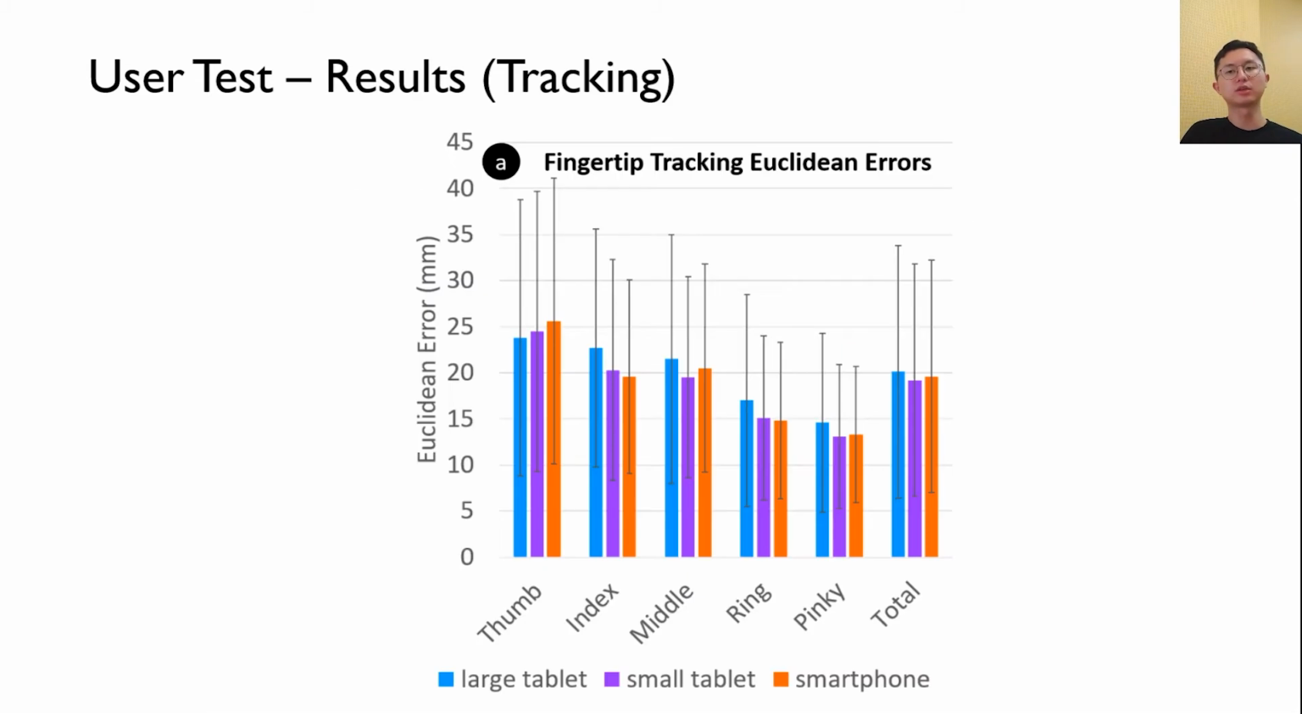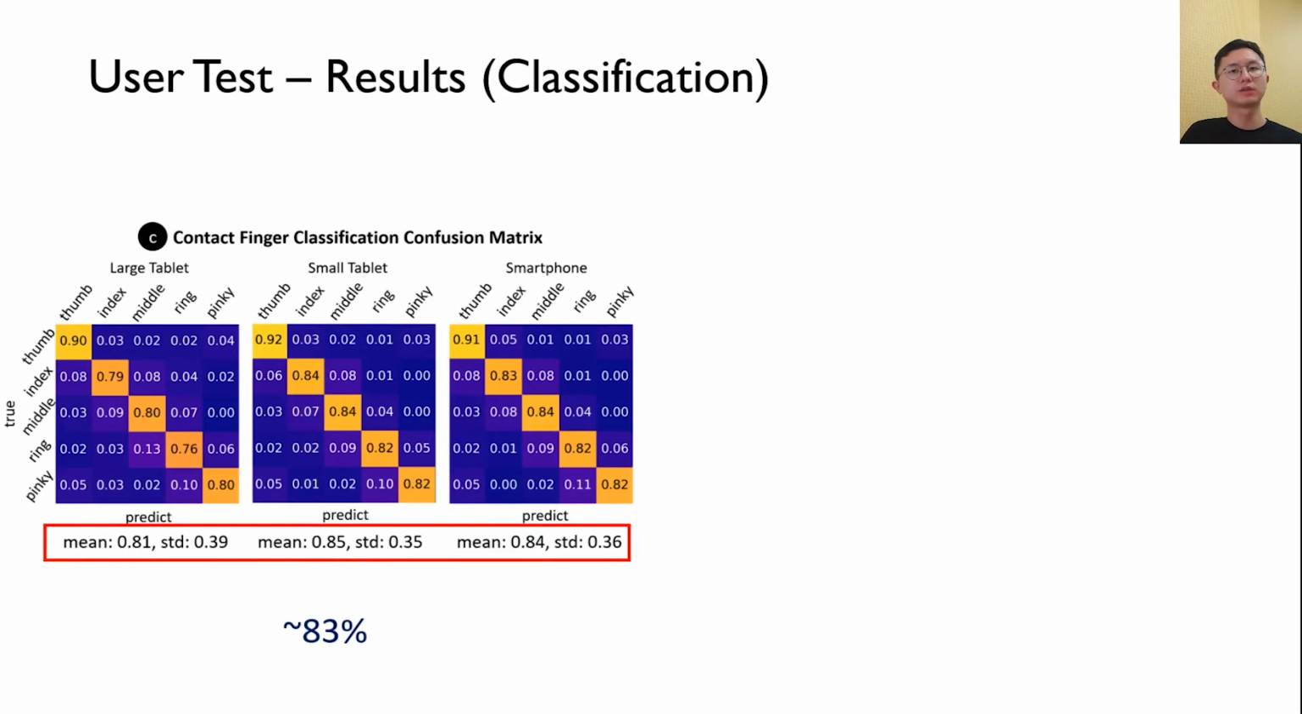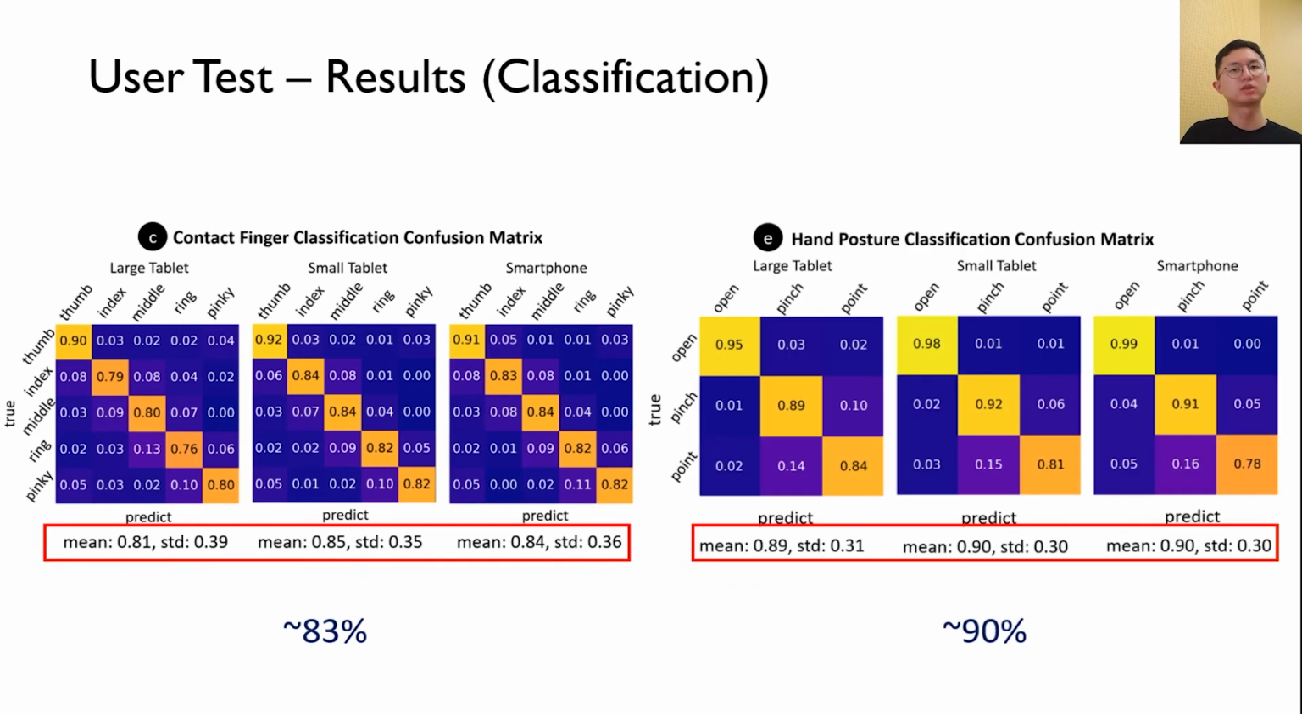First, let's see fingertip tracking errors. The average Euclidean errors were around 2 cm. The second is finger classification accuracy. The average accuracies were around 83% across the device sizes. The thumb showed high accuracy because it is far from the other fingers. The next one is hand posture classification accuracy. The average accuracy was around 90%. The pinch gesture and point gestures were mostly confused due to their similarity.